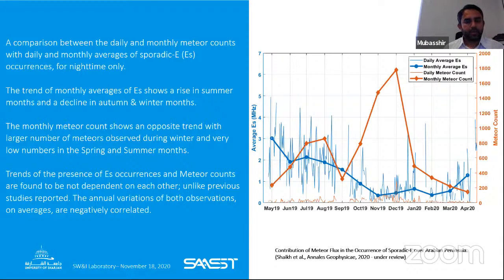So the main point here is that there is no correlation between the meteor count and the sporadic E occurrence, and that contradicts what has been reported, as Dr. Mubashir says. So we need to explain that, meaning that we need more observation in the future to make sure that this prediction really exists, especially in our region.